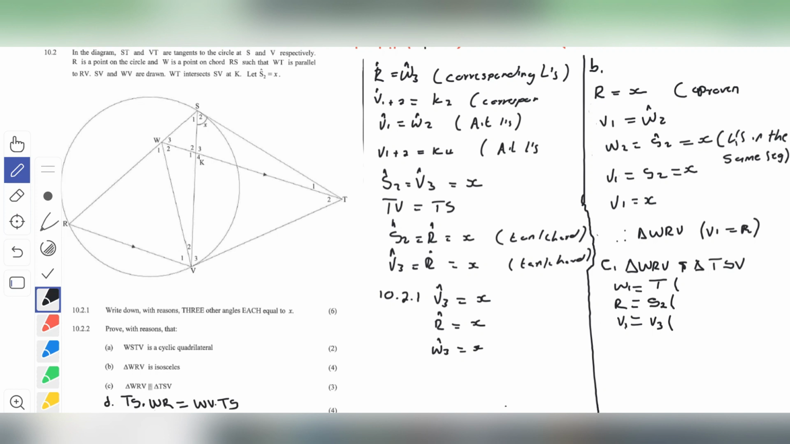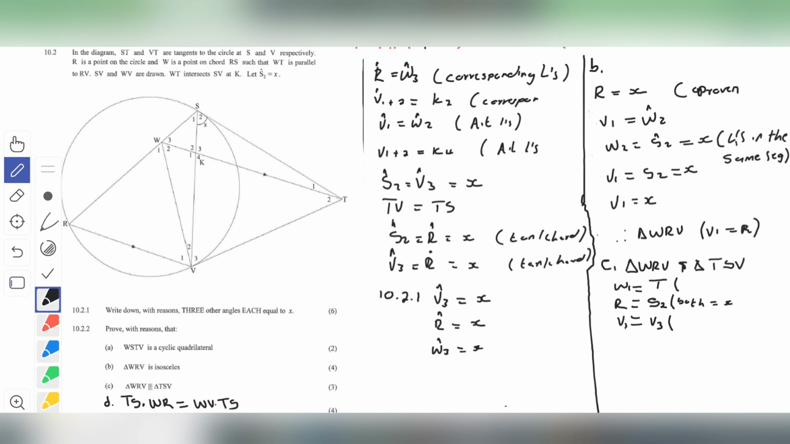So angle W1 is equal to angle T. And this one is complicated. Let's leave it. Then we go to the second one. Angle R is equal to angle S2. Yes, we do have it. Both are equal to X, which is the tan chord. Then you write tan chord. Then angle V1 is equal to angle V3.